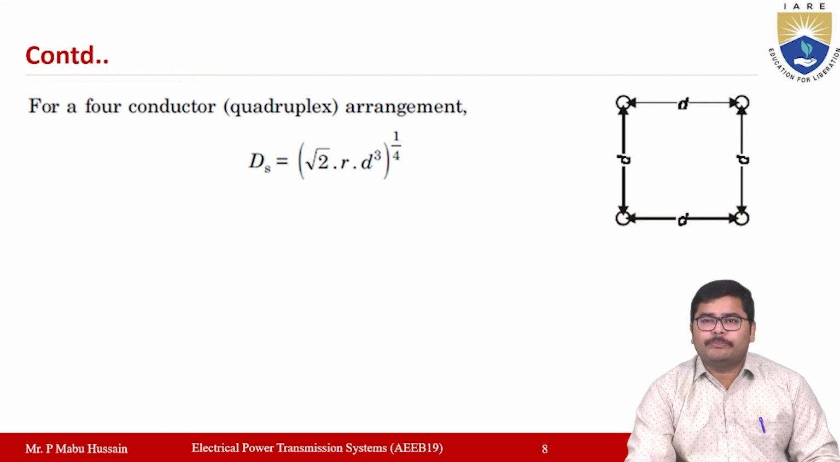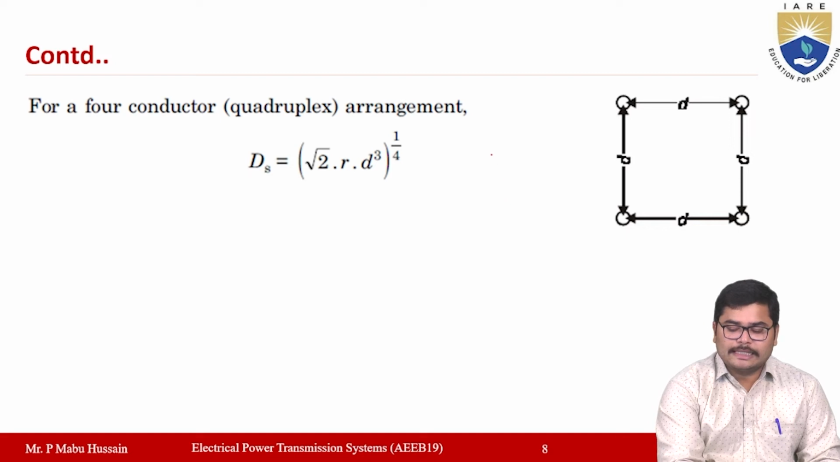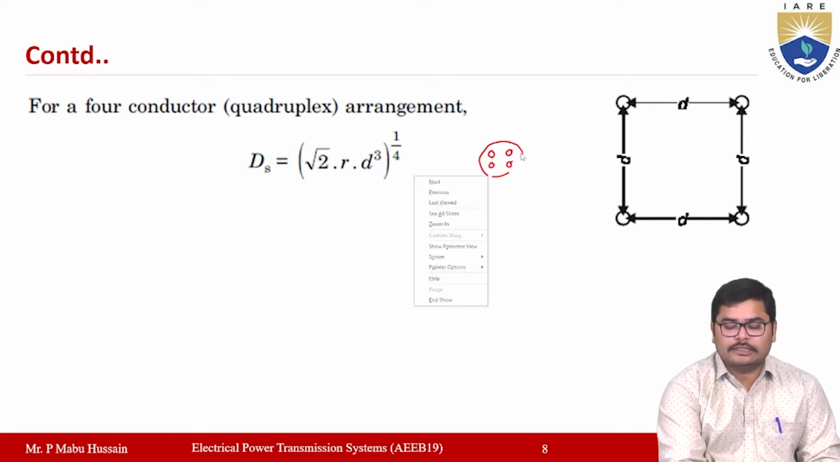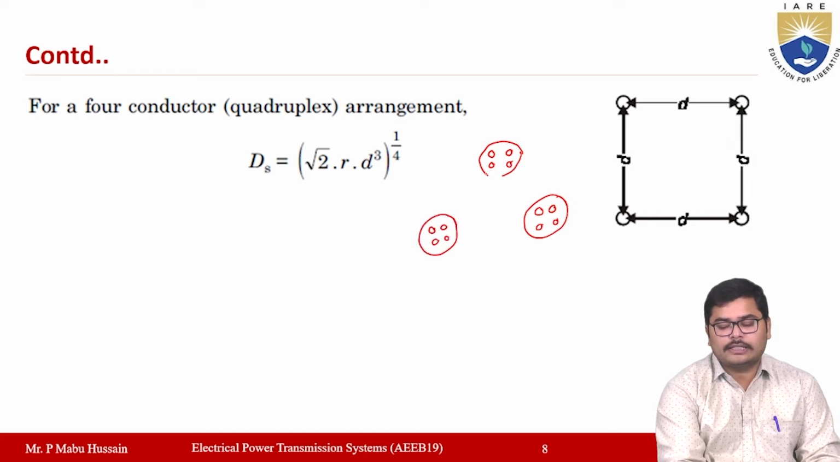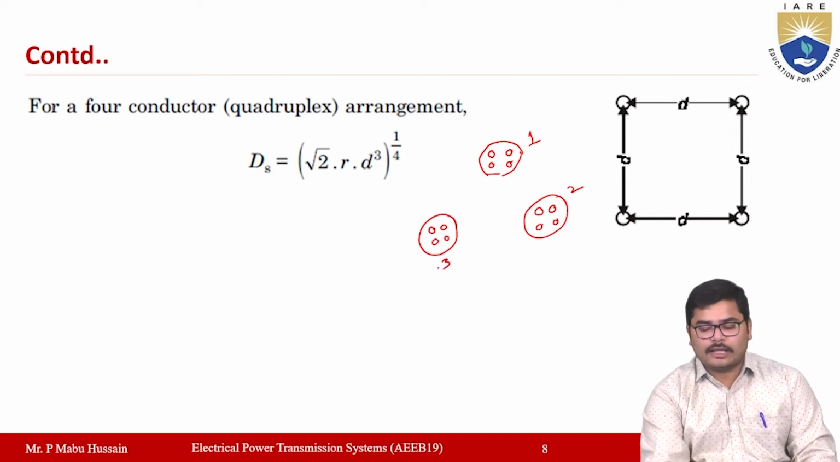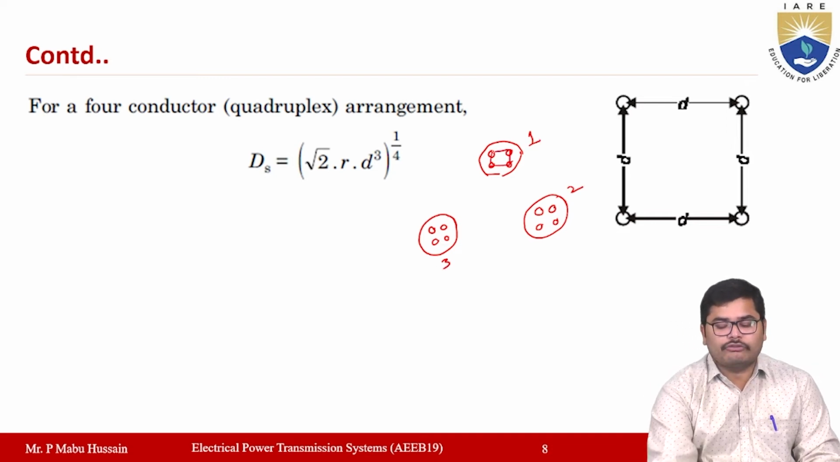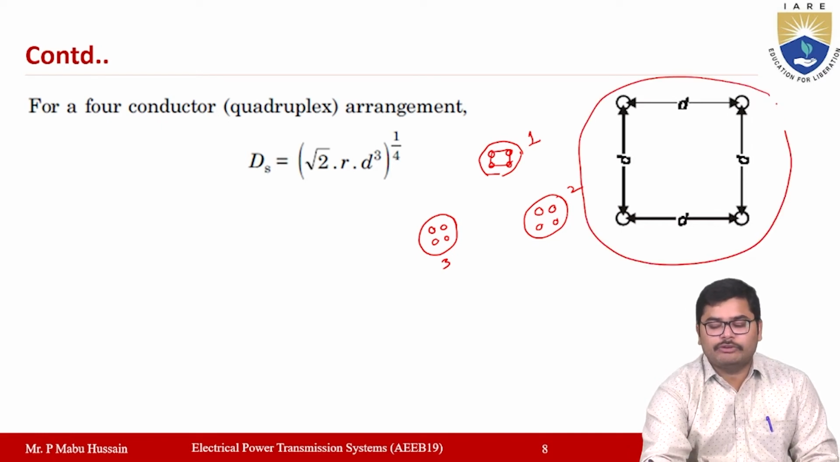Now you can even have the four conductors bundled configuration also. Which means that each phase is having four conductors which are arranged like a square. So this is one phase and this is another phase and this is another phase. In each phase you will be having four subconductors which are arranged like a square. The distance between any two adjacent conductors is represented with small d here.